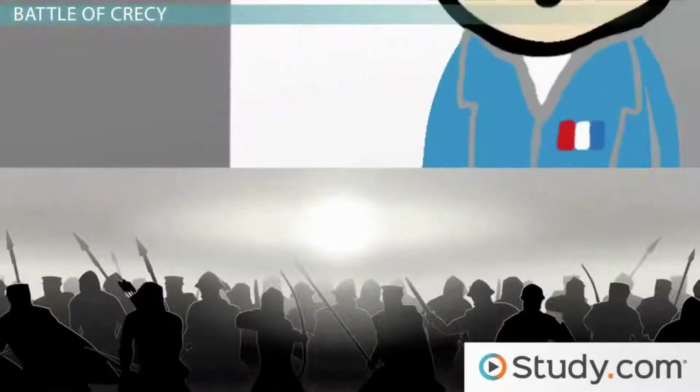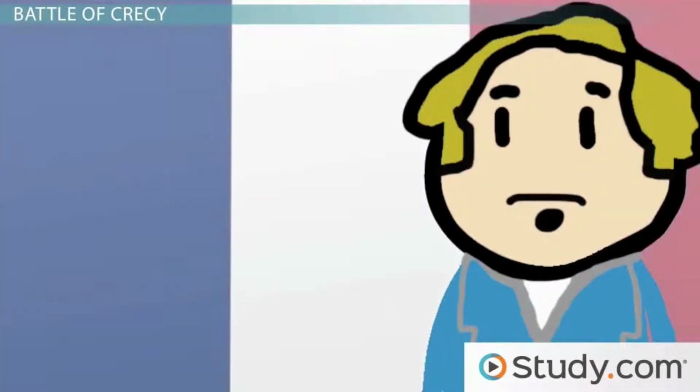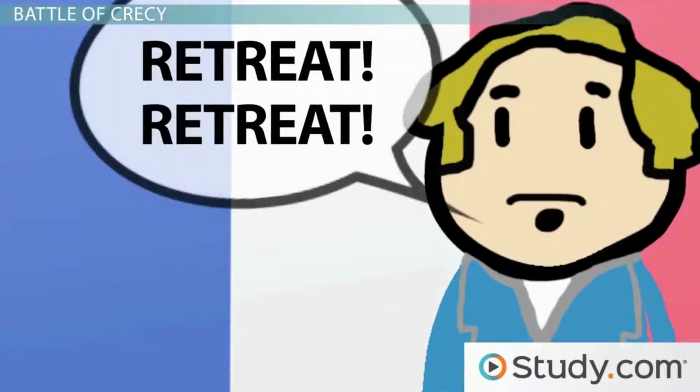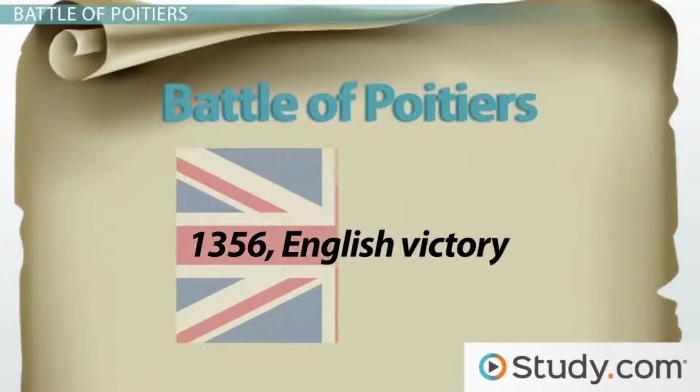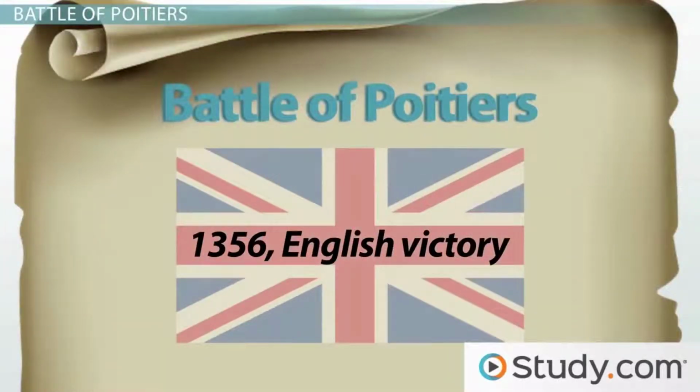Although the army was led by the French king's son, the king didn't send reinforcements. The prince was wounded but remained alive. He ordered a retreat, signaling an English victory. In 1356, the second major battle happened. This battle was called the Battle of Poitiers.